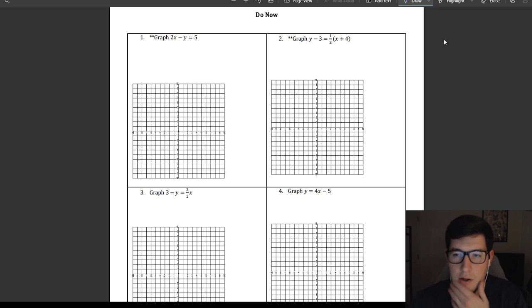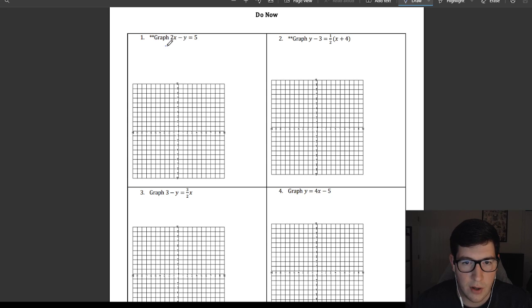All right, and bringing it back together, we're gonna go over number 1 and number 2. So looking at number 1, we want to graph 2x minus y is equal to 5. And as we saw yesterday, I need to rewrite this so that I can make some sense of it when I'm actually trying to graph it.